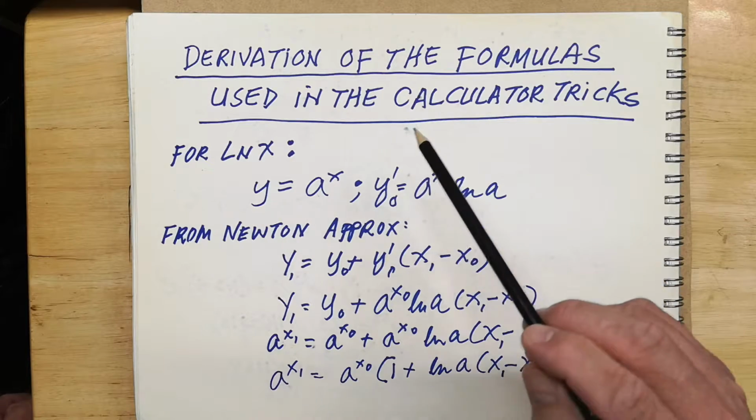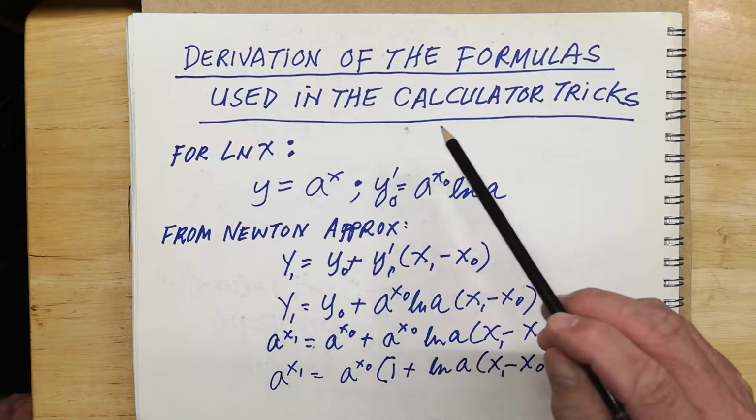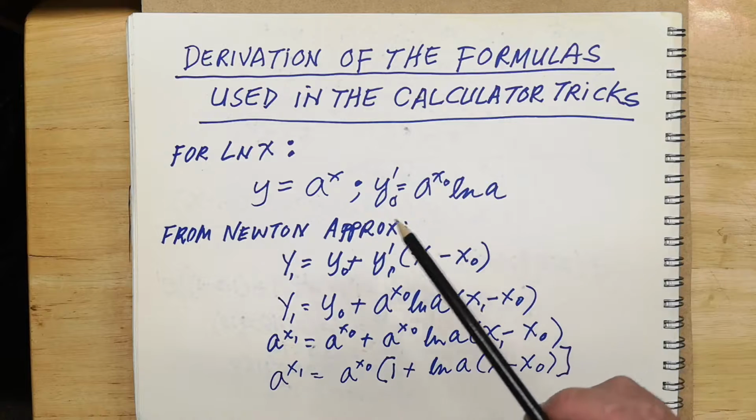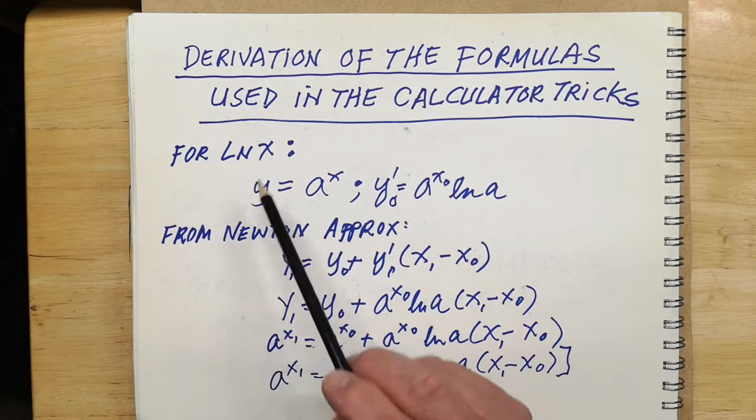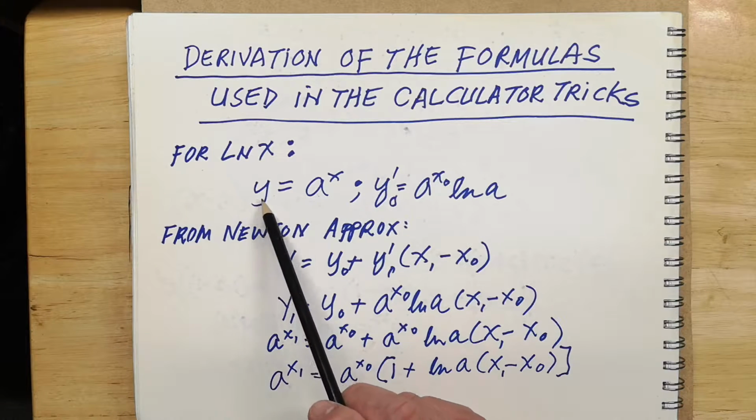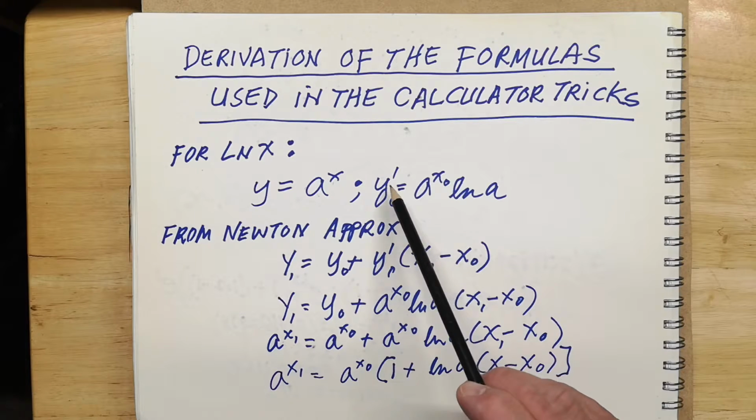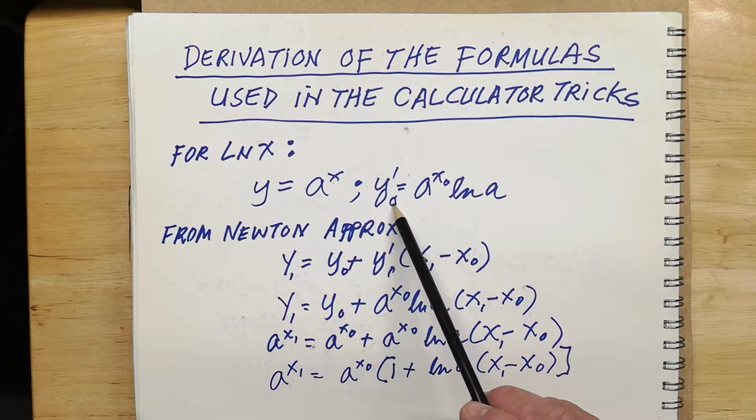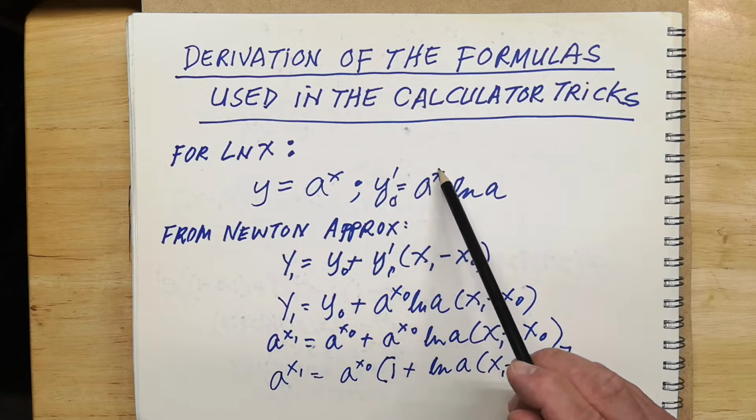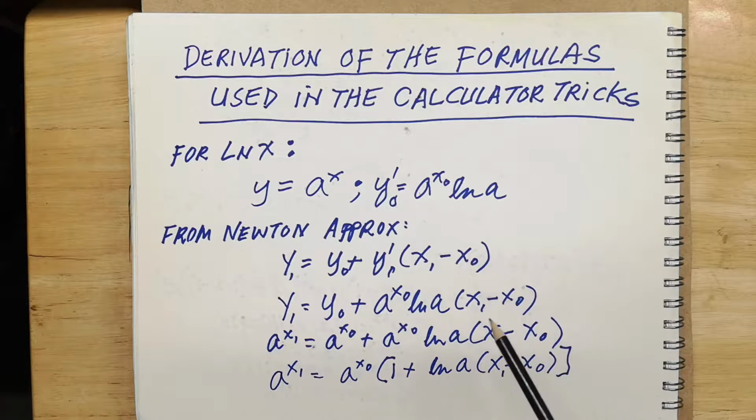The derivation of the formulas used in the calculator tricks. For the ln of x, y is equal to a to the x. Therefore, y prime at 0 is equal to a to the x0 times ln of a. From Newton approximation, y1 is equal to y0 plus the y prime at 0 times the delta x, x1 minus x0.